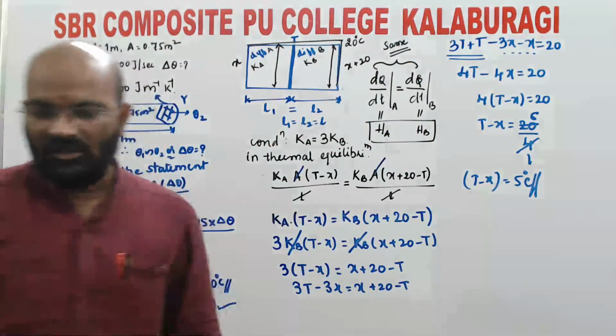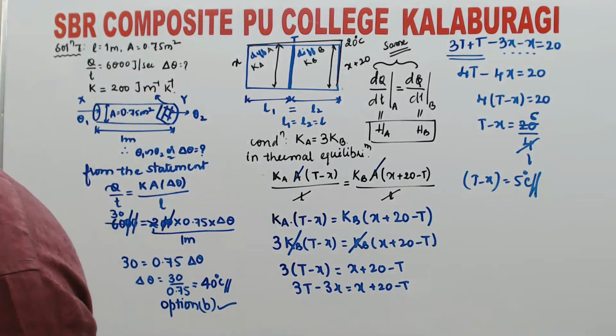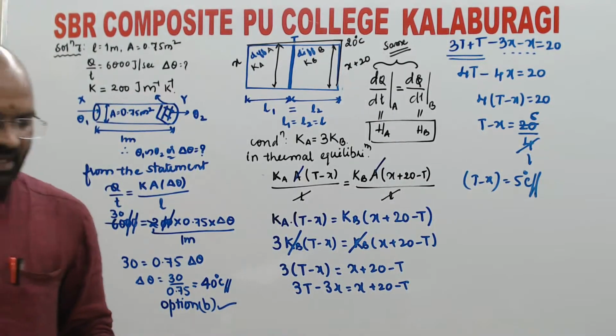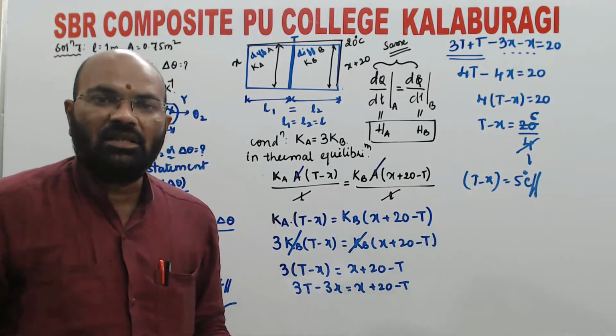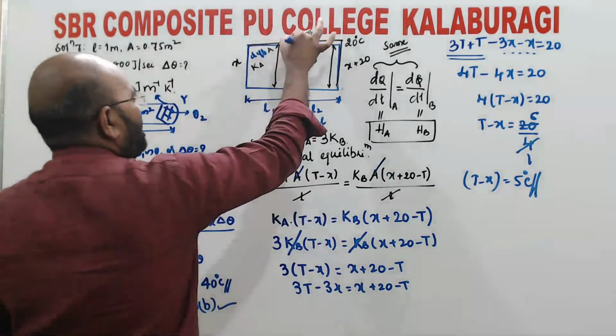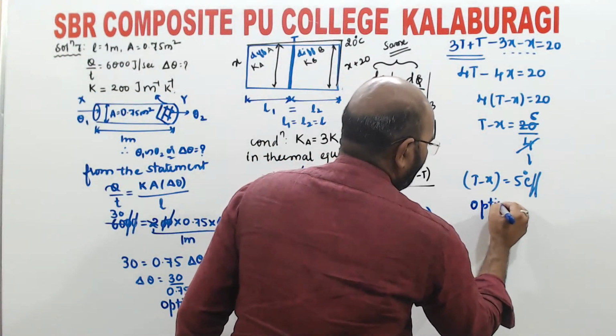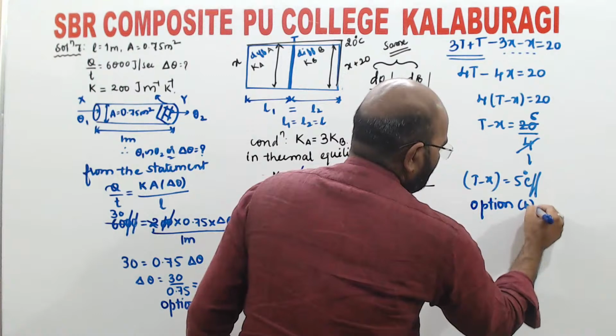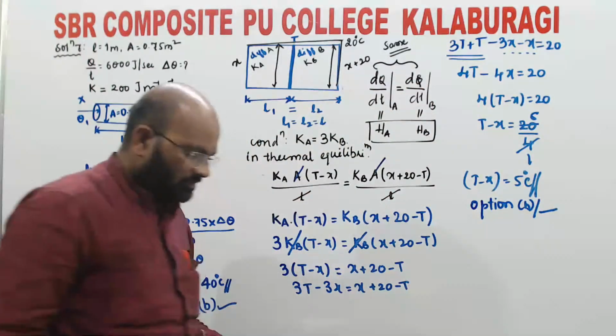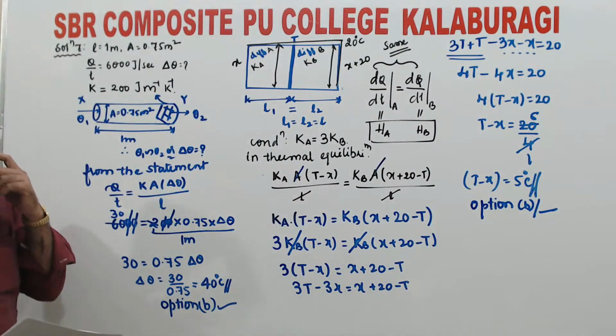Now see the options. The question asks for the temperature difference between the two points. It means option B is the correct one. Option B is the correct one.